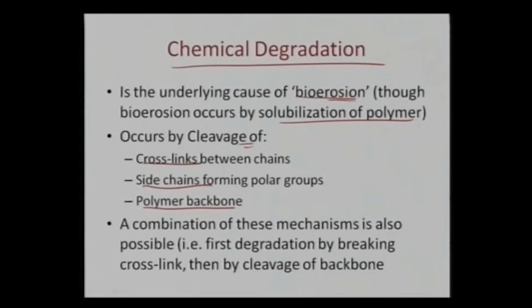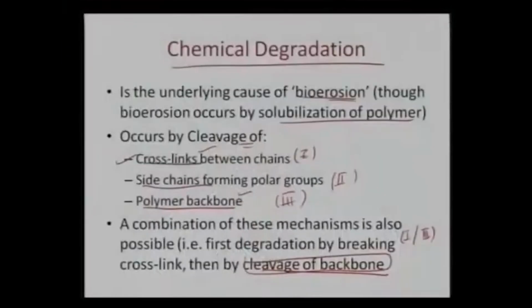In this particular case we can see a combination of these mechanisms. First of all, there can be a breakage of the cross links, and once it has formed a particular polymeric chain, it can lead to the cleavage of the backbone. So we have mechanism 1, where cross linking between the chains is getting cleaved, then mechanism 2, where side chains are getting cleaved, and in the third case the polymer backbone. Here we are seeing a combination of 1 and 3: first degradation of the cross links, and then cleavage of the polymer backbone to cause the chemical degradation.